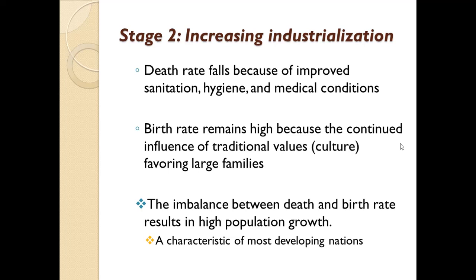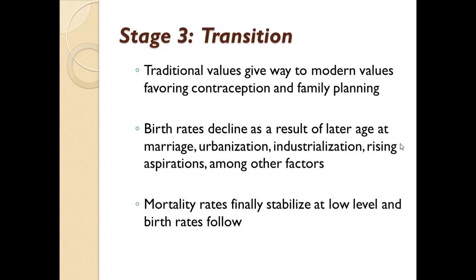or preference for a particular child sex, such as boys in some cultures. For instance, think about India and other countries. And then you have the imbalance between death and birth rates that results in high population growth. That's the characteristic of most developing nations. At stage 3 of transition, you have traditional values that give way to modern values. Now our traditional families, such as African traditional families, start adopting modern ways as cultural diffusion comes in. Families shift from believing in extended families towards nuclear families, favoring the use of contraceptives to reduce childbirth.